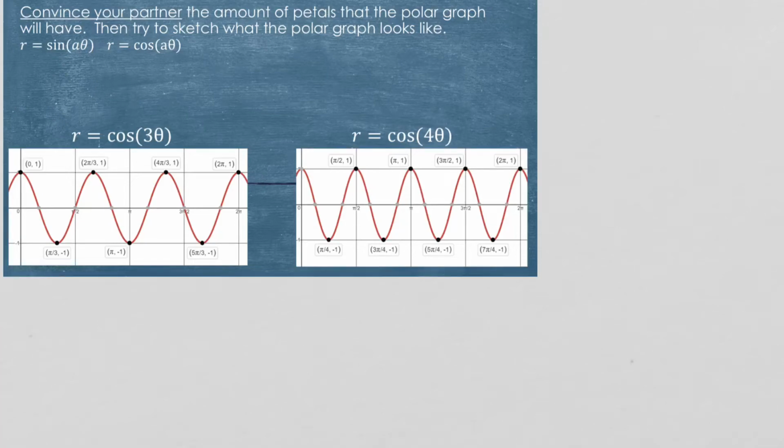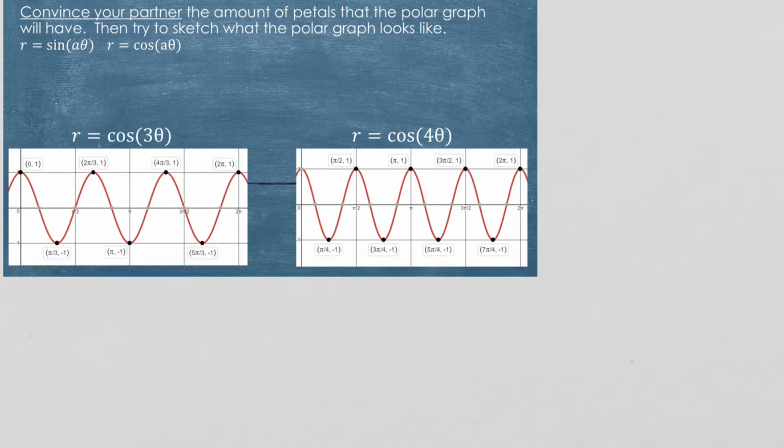Good morning. All right, for this warm-up, since you are just watching the video, you're trying to convince yourself of the amount of petals that this polar graph will have. Then you'll try to sketch what the polar graph looks like. So let's take a look at the two that are given. r equals cosine 3 theta, r equals cosine 4 theta.